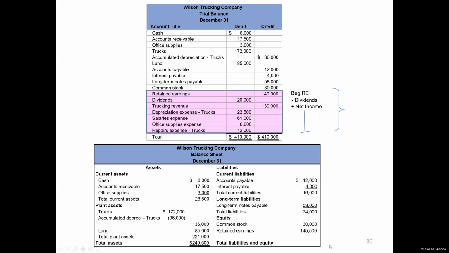Okay. So we need to add up our total liabilities and then our equity accounts. So that would be 249,500, and we are in balance, right? 249,500 is assets equals our total liabilities and equity of 249,500. We are in balance, and we are happy accountants.